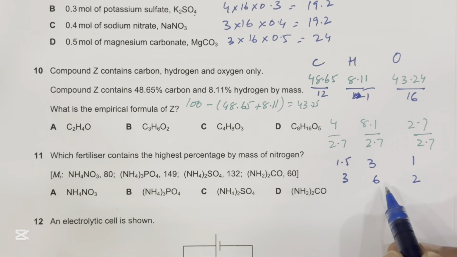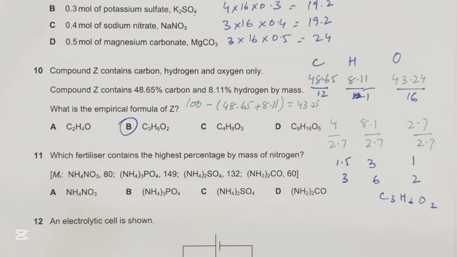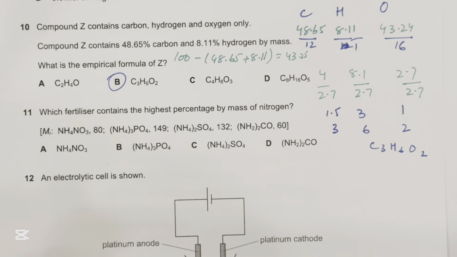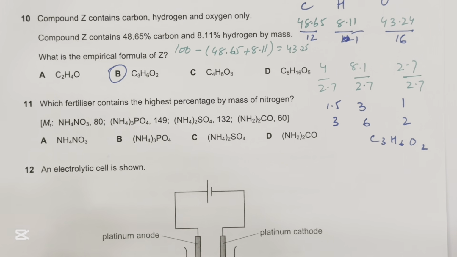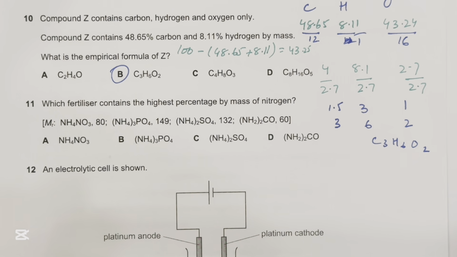So C3H6O2 would be our answer. So option number B is carrying that option. So this is how we have completed this question. The space was less, I felt. Okay, moving to question number 11. Question number 11 is: which fertilizer contains the highest percentage by mass of nitrogen? Okay, we have been provided with their molar mass. This is a good thing, we only need to calculate.